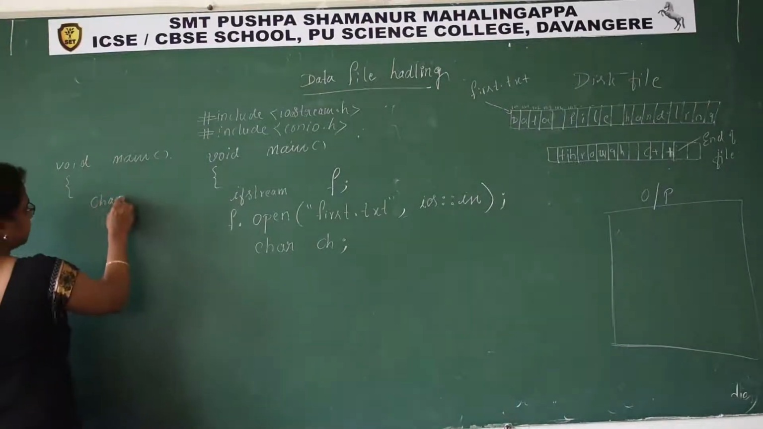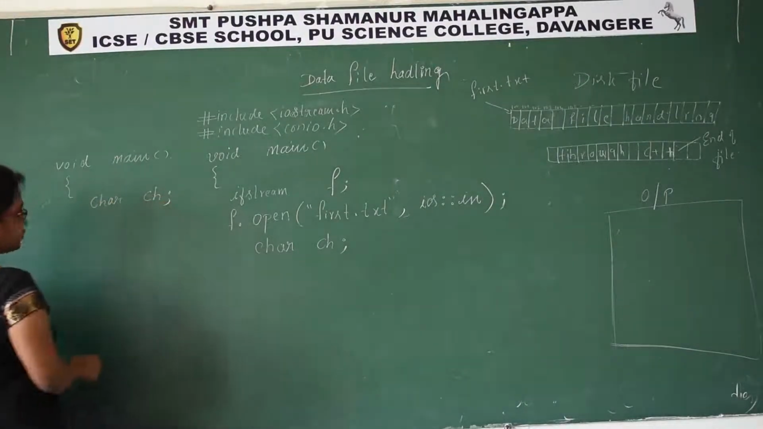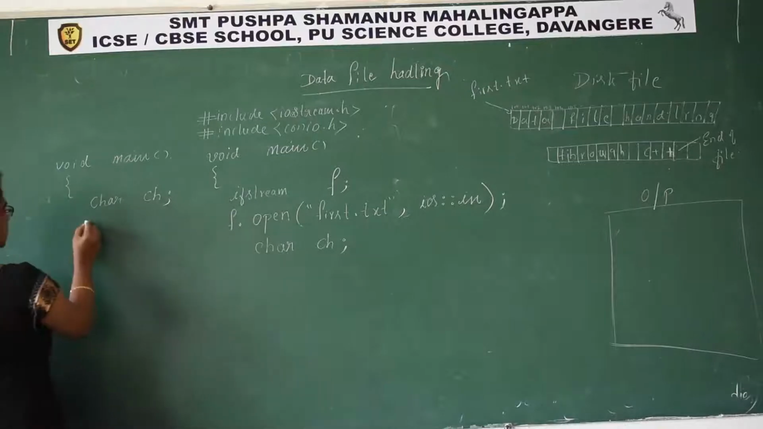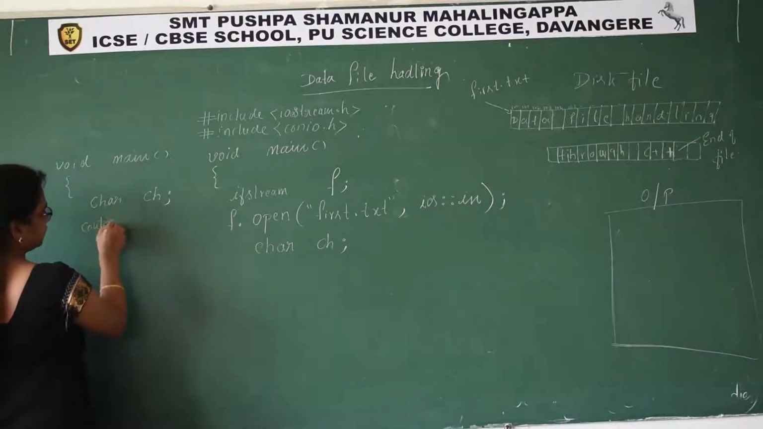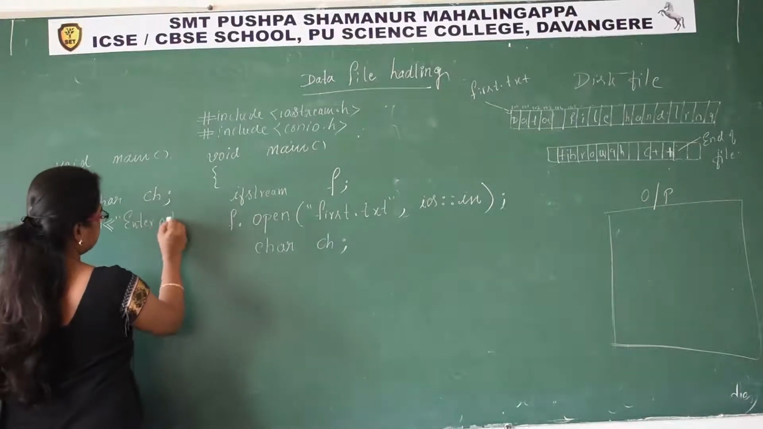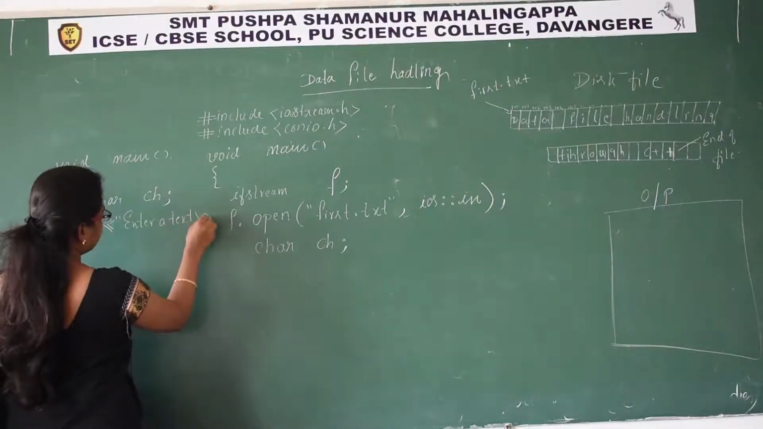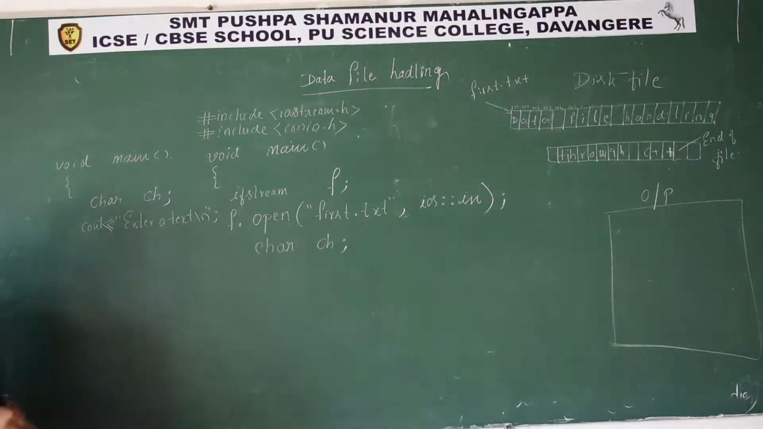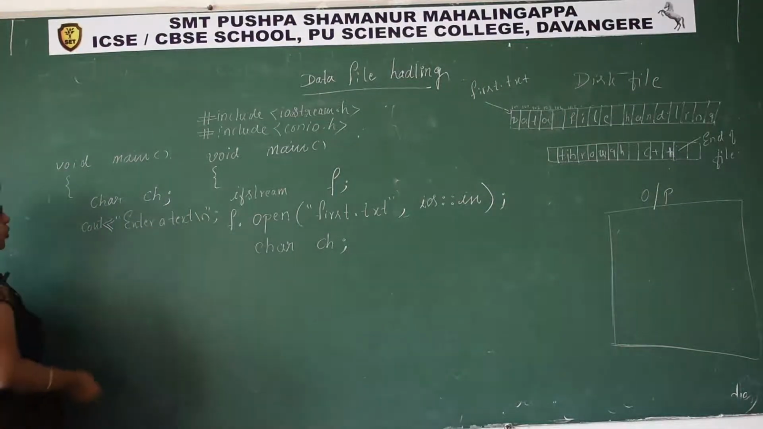Char ch, it has to store a character. Cout, enter a text. The statement will be like this: enter a text, but the text has to be entered character by character. So one character at a time has to be read, right?